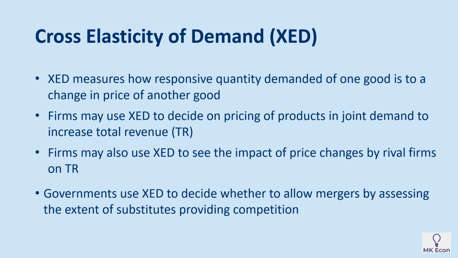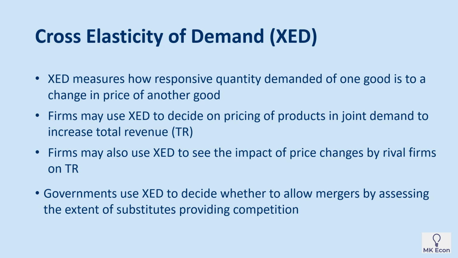Firms use XED to help them decide where to set price for different goods that are in joint demand. So this is the idea where you've got complementary goods and there's some sort of linking between these products. So they're in joint demand, a joint purchase, and they price so that they can increase their total revenue. They may also use XED to see the impact of price changes again by rival firms on their total revenue, or possibly vice versa. And then you might be linking into more offensive tactics.